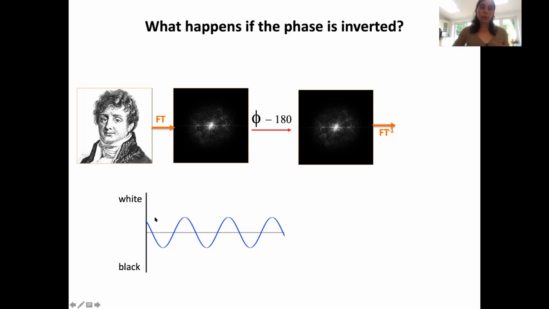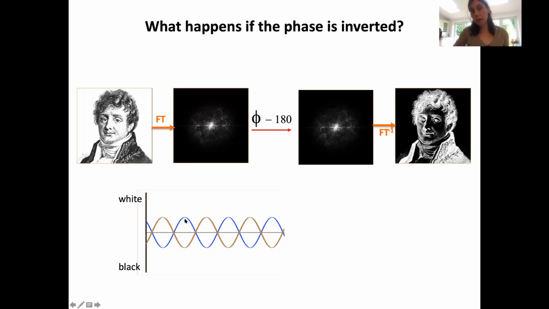Now, if we think about each one of these components as a simple sine wave, when we add or subtract 180 degrees, we are shifting it by half a period. Essentially, everything that is white becomes black and everything that is black becomes white. So that's what happens when we invert the phases.